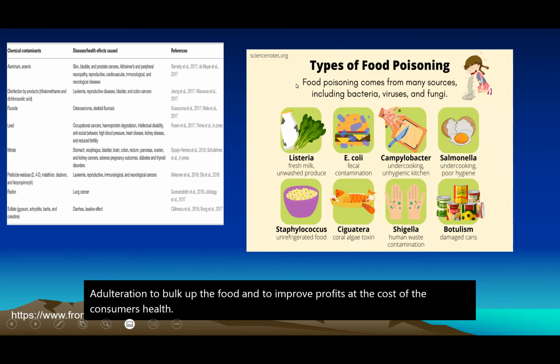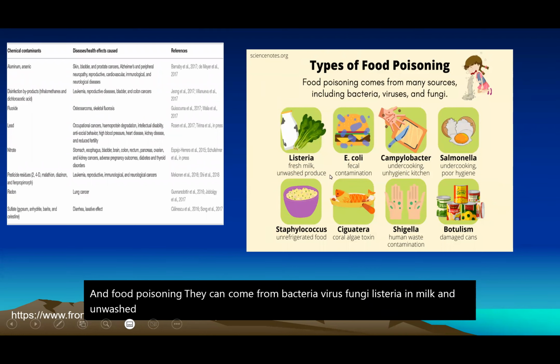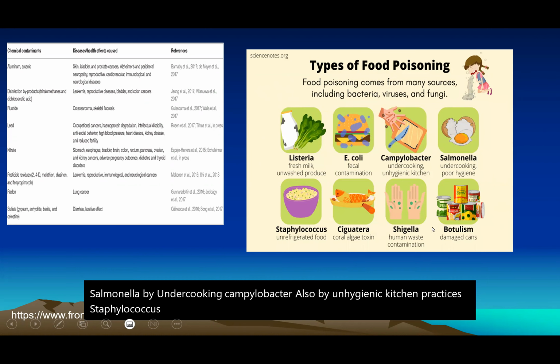And food poisoning, they can come from bacteria, virus, fungi, listeria in milk and unwashed produce, fecal contamination in our meat, salmonella by undercooking, Campylobacter also by unhygienic kitchen practices, Staphylococcus, Clostridium causing botulism.